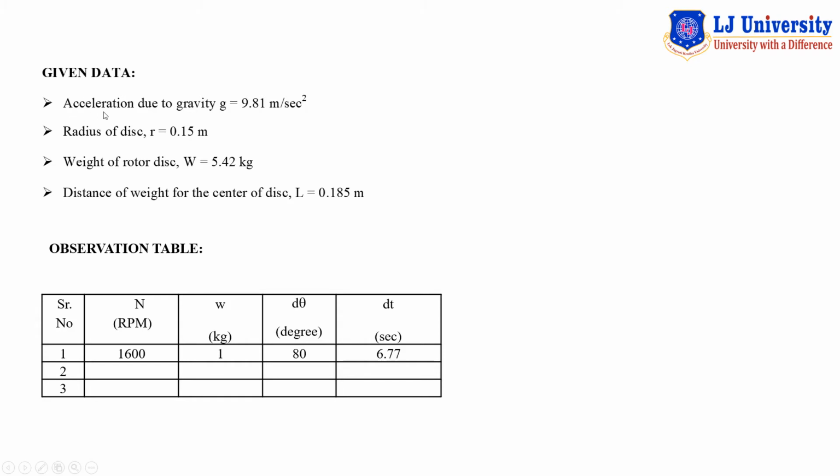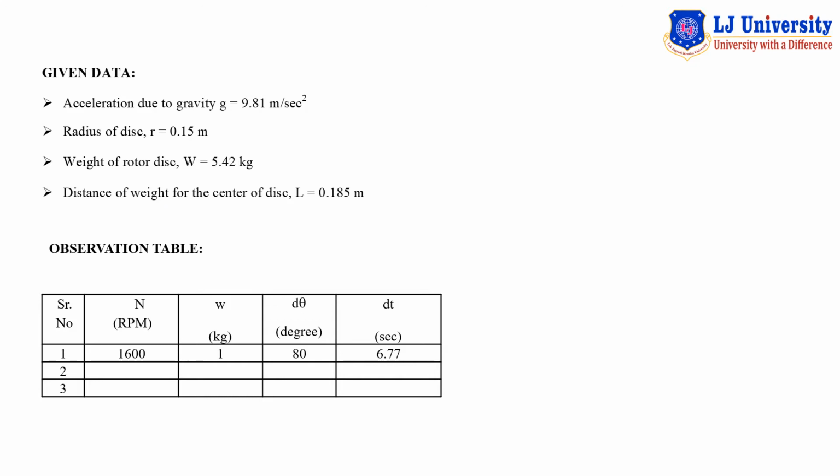Acceleration due to gravity g is 9.81 meter per second square. Radius of disc, small r, is equal to 0.15 meter. Weight of rotor disc, capital W, is equal to 5.42 kg. Distance of weight from the center of disc, capital L, is 0.185 meters.